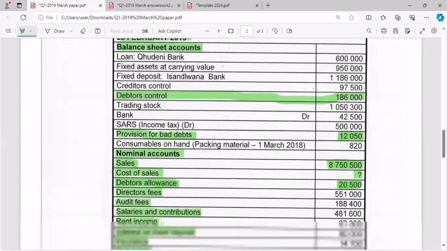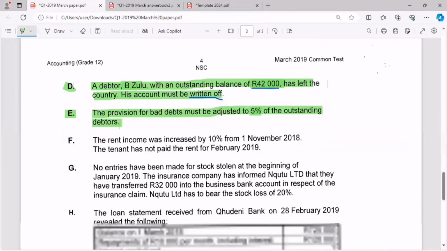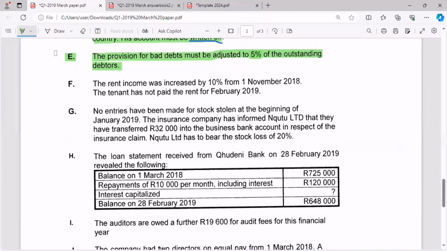So now we are going to part F of additional information. Let us read this one, part F. The rent income was increased by 10% from 1 November 2018. So the rent increment took effect on the 1st of November 2018. So we should take note of this date. The tenant has not paid the rent for Feb 2019. So the tenant hasn't paid for Feb 2019.